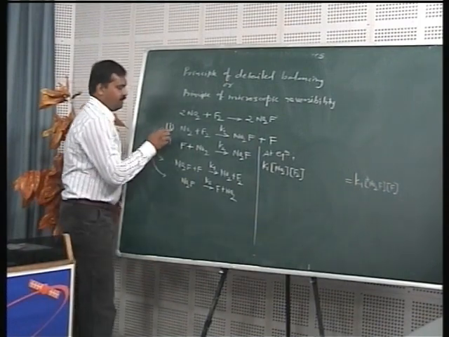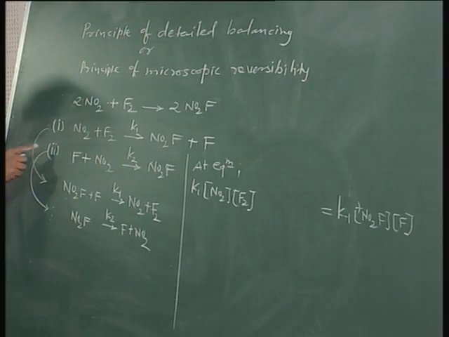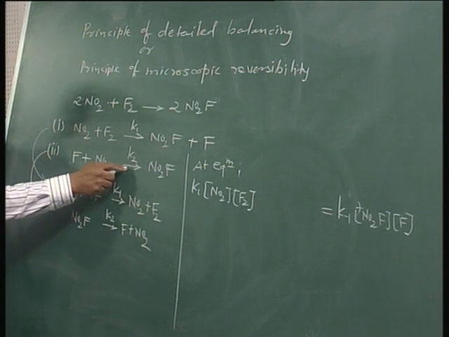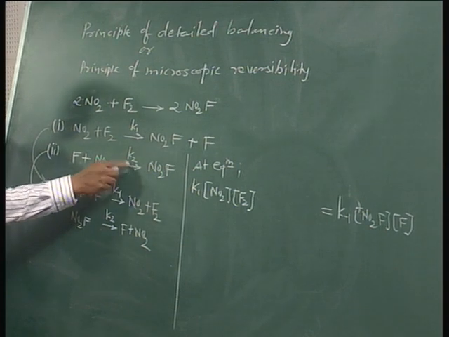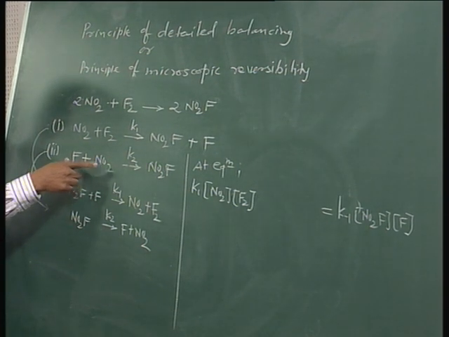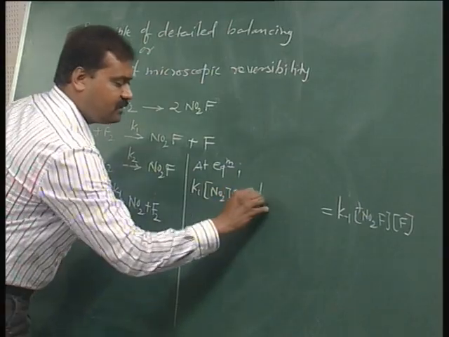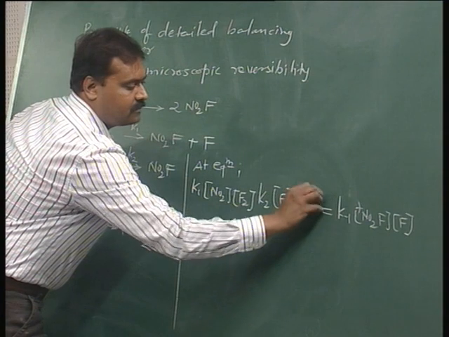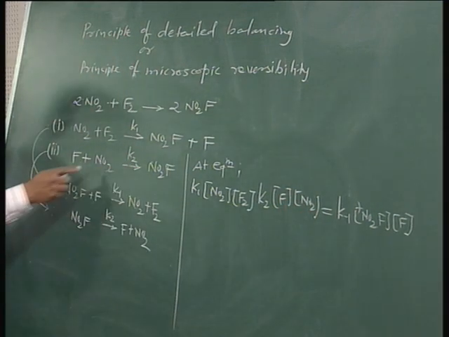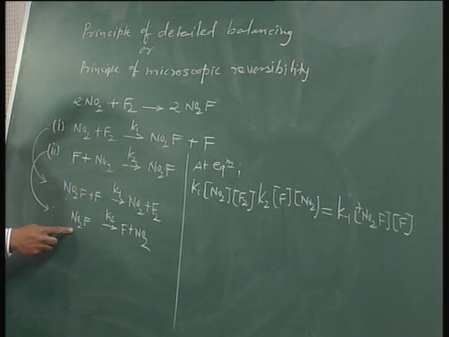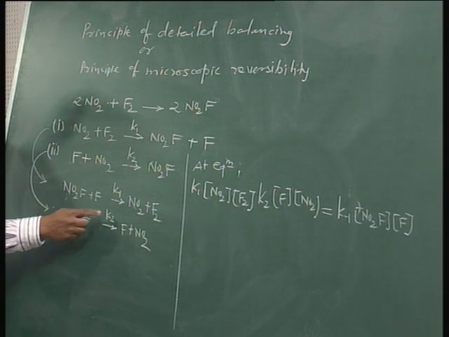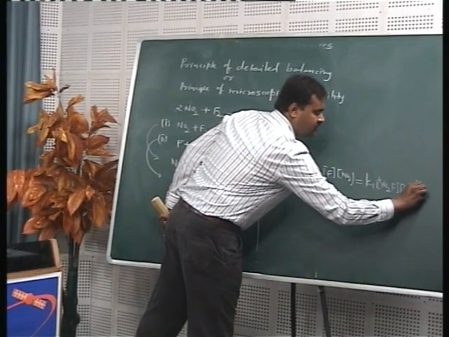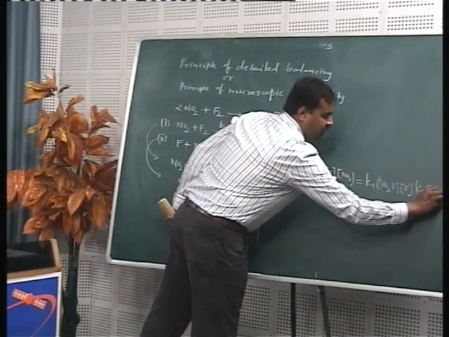Similarly, the rate of the second step will be exactly balanced by its reverse reaction. So the rate of step 2, R, is equal to K2 into the concentration of these two, that is F into NO2. Therefore, K2 into F NO2. And this will be exactly balanced by its reverse reaction. So the rate of this reaction, R, is K minus 2 into NO2F.